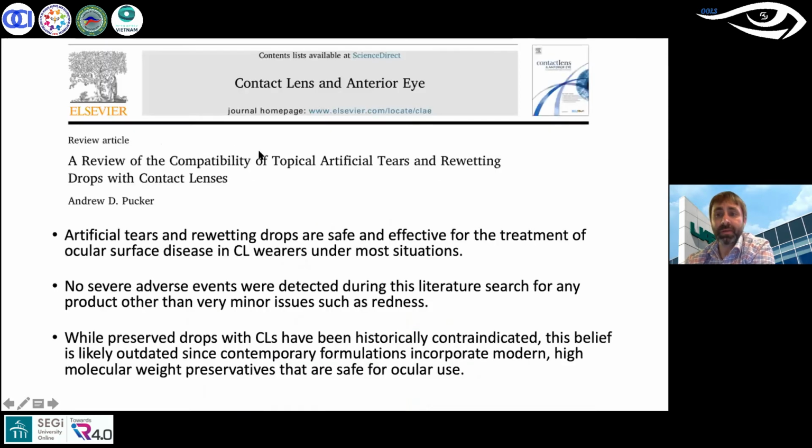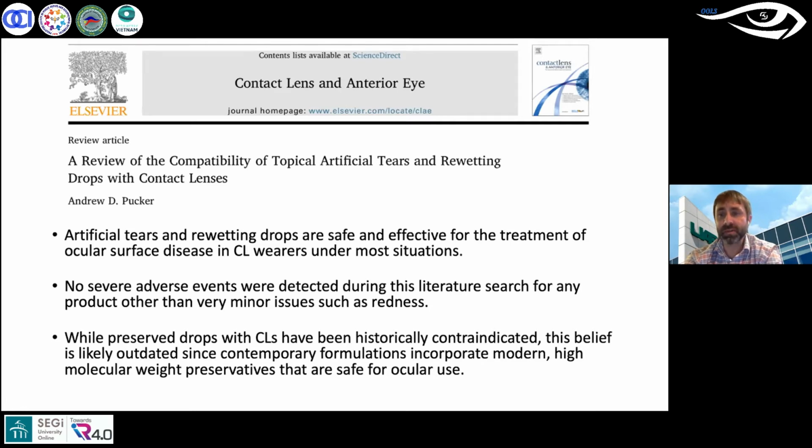Are you allowed to use artificial tears with contact lenses? Well, at least in the United States, the FDA says you shouldn't. The Food and Drug Administration says you should not use artificial tears with contact lenses. You should be using a drop that's specifically approved for use with contact lenses, and we generally call those comfort drops.